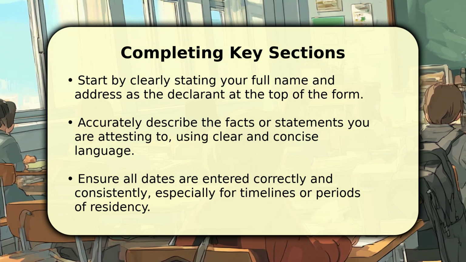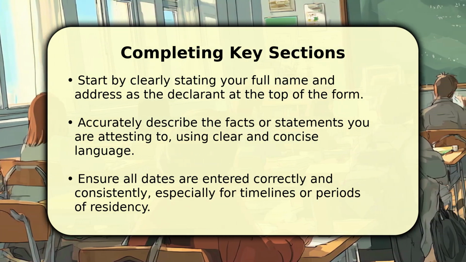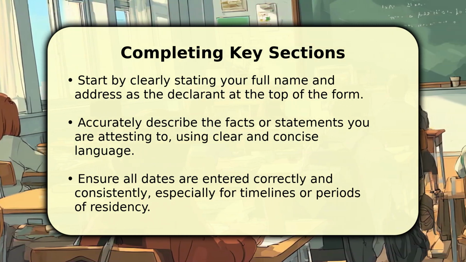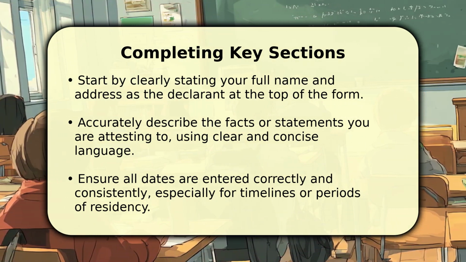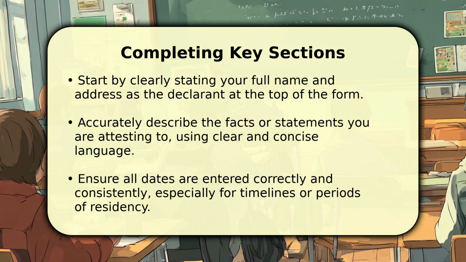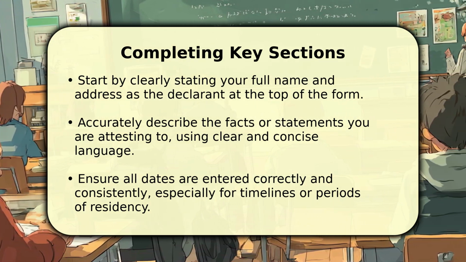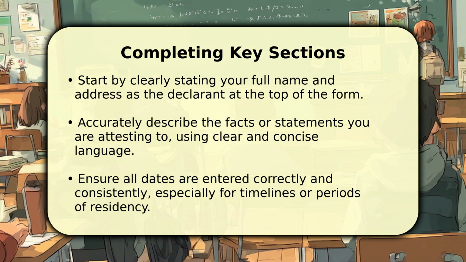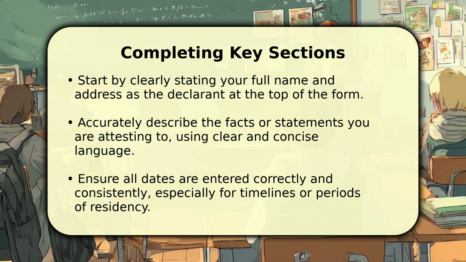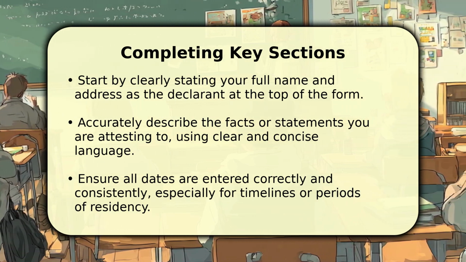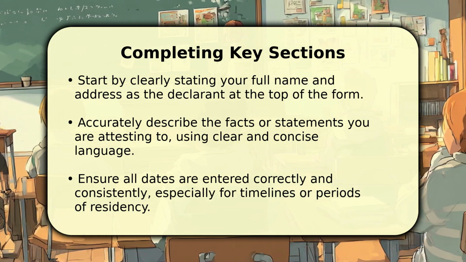Begin by accurately entering your full legal name, address, and contact details in the designated declarant section. Next, focus on the core statement. This is where you clearly outline the facts you are attesting to. Be precise and avoid jargon. For instance, if declaring residency, list specific dates like from September 1, 2023 to May 31, 2024, for clarity.